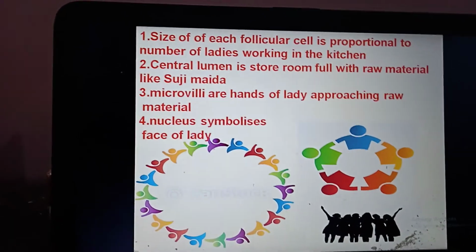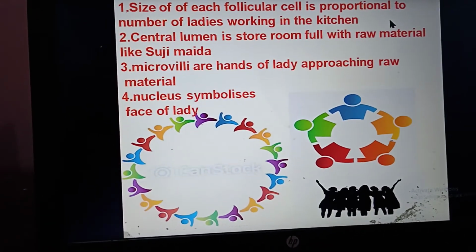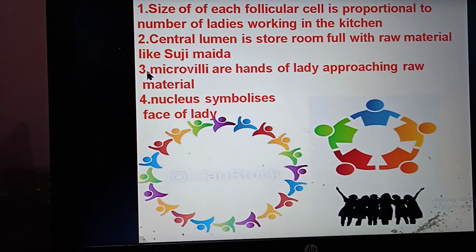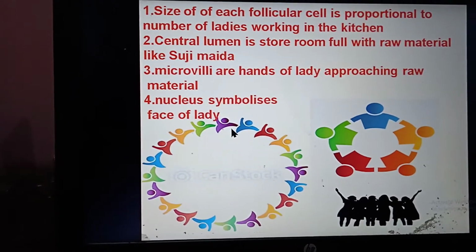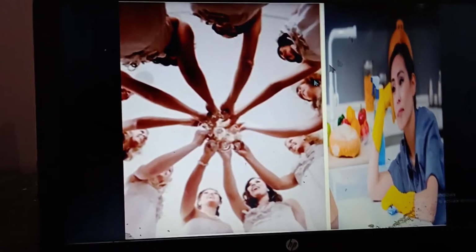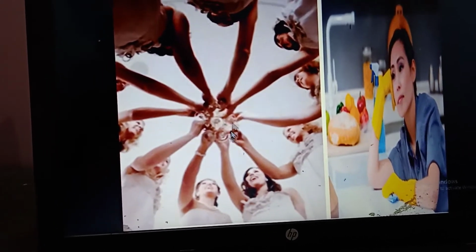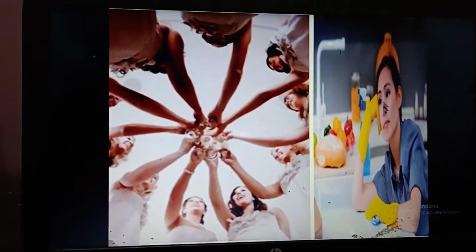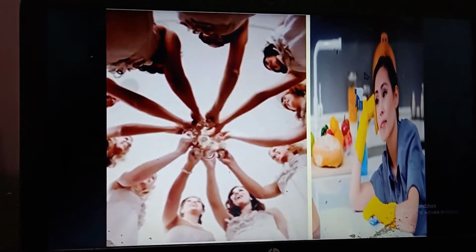Now, the size of each follicle is proportional to the number of ladies working in the kitchen. The central lumen is a storeroom full of raw material, suji and maida. Microvilli are the hands of the ladies approaching the raw material. The nucleus symbolizes the face of the lady. These are the hands which can be compared with the microvilli, which are more in the active follicle because they are taking the raw material. And look at this tired lady, her face is pale, just like the nucleus of the active follicle.